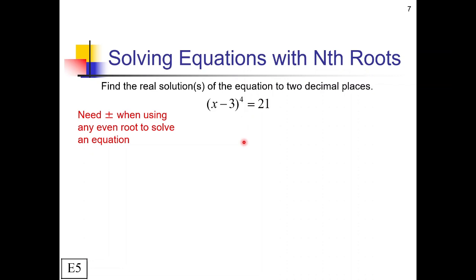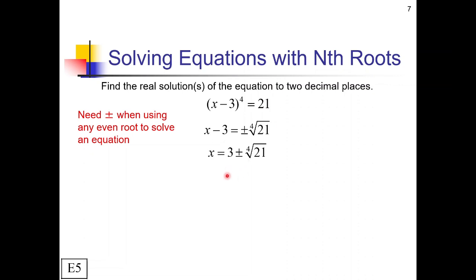All right, so first step, we're going to take the fourth root of both sides, because we already have the something to the fourth isolated here. So we can write x minus 3 equals, and because it's an even root, we need to write plus or minus fourth root of 21. For our next step, we're going to add 3 to the other side. So we have 3 plus or minus fourth root of 21.